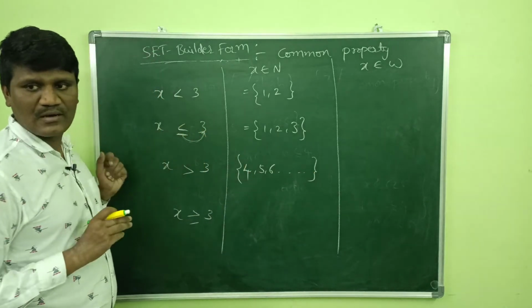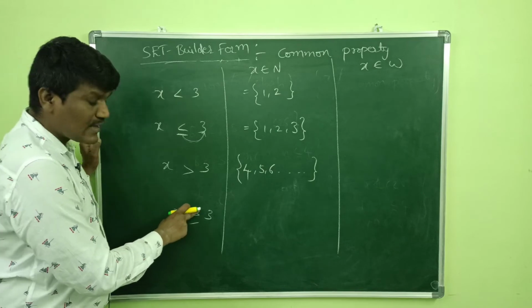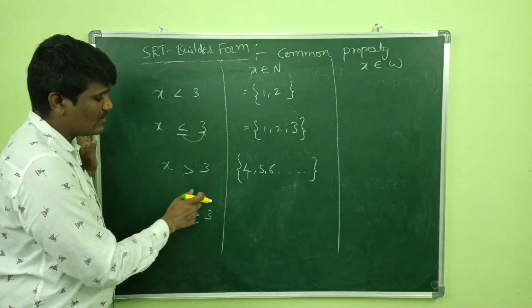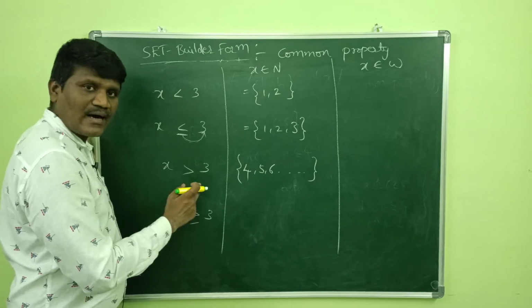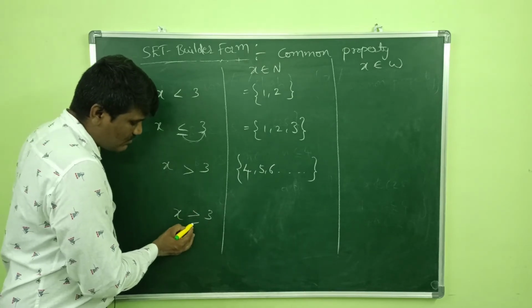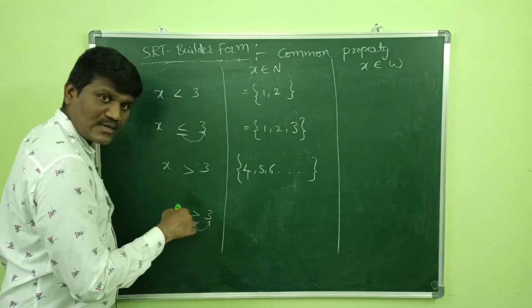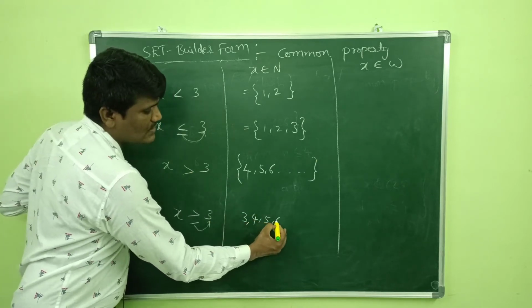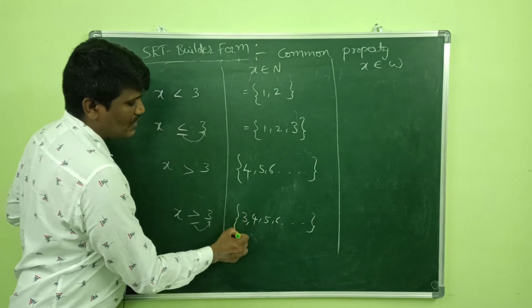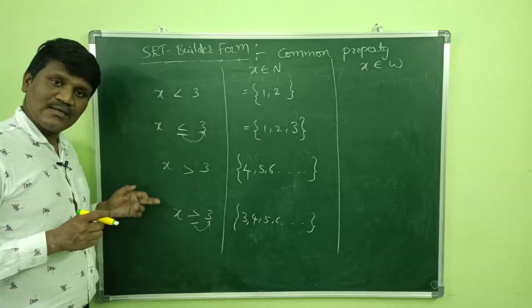All the values will come. Next, x greater than or equal to 3. Greater than or equal to 3 means x is greater than or equal to 3. So whenever the equal symbol is there, you should also consider 3. So start from 3, 3, 4, 5, 6, up to so on. So this is the difference between these symbols.